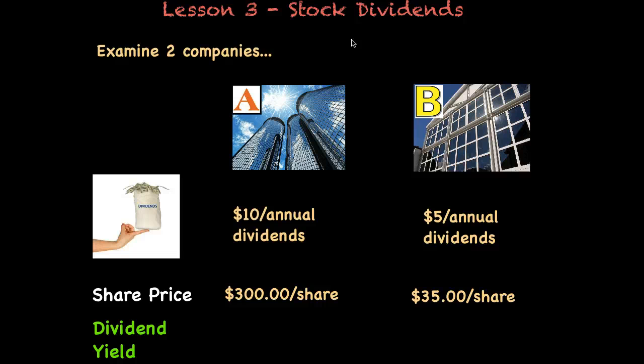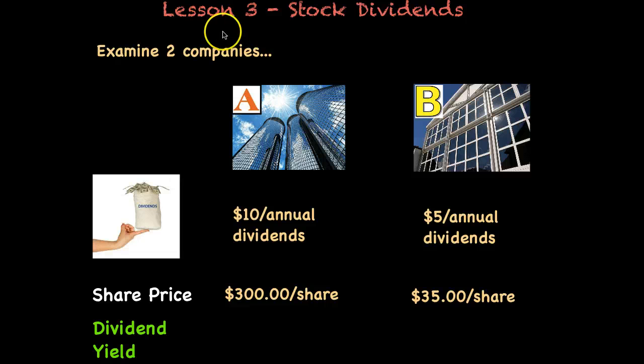Let's look at these two companies, Company A and Company B. Company A pays $10 in annual dividends, and Company B pays $5 in annual dividends. If you only looked at the dividends, you might choose Company A to purchase. However, let's look at the dividend yield. Our share price is $300 for Company A and $35 for Company B.